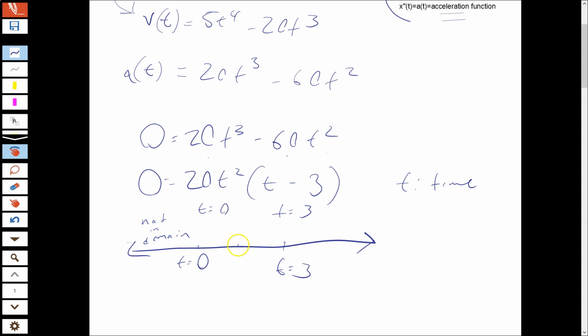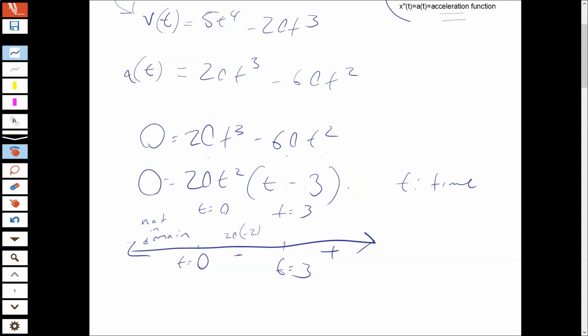But here we should plug in a t. I'm going to use t equals 1 for this interval. And I get positive 20 and then negative 2. So that is a negative interval. And then I'm going to use, I guess, t equals 4 here. I'm going to get 16 times 20, which is some bigger number. I don't really care what it is, but it's going to be a positive number. And then 4 minus 3 is also going to be a positive number. This interval is going to be positive as well.